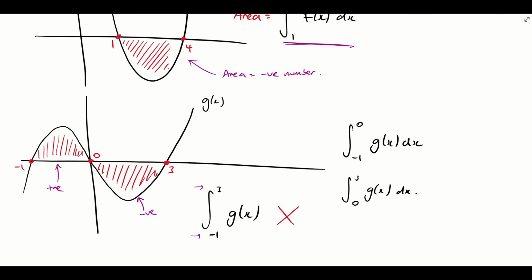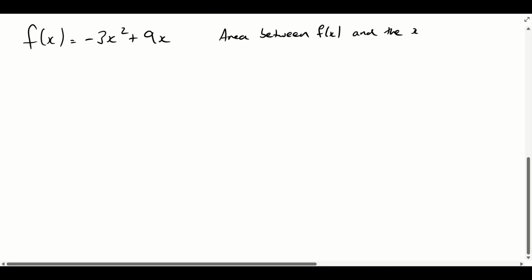Let's apply this in an example. So we'll come down here. Let's say that f of x is equal to -3x squared plus 9x, and I want to find out the area between f of x and the x-axis. So let's get a bit of an idea of what this curve might look like. Well, it's a quadratic, so we know that quadratics are either happy face or sad face. And we know from the negative out the front that it's going to be a sad face quadratic.